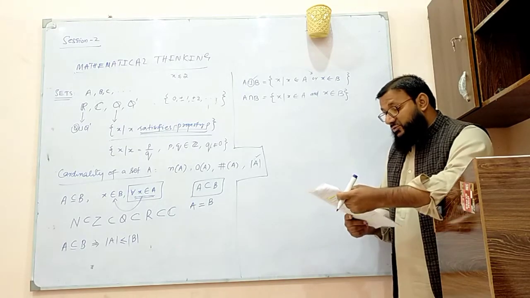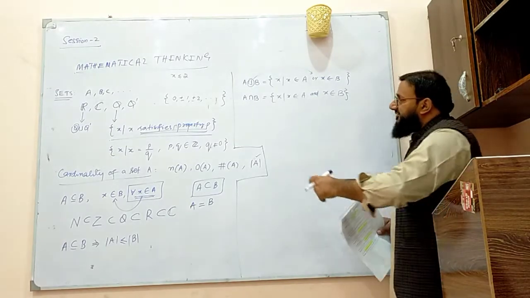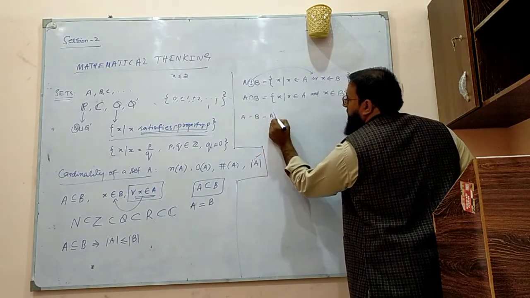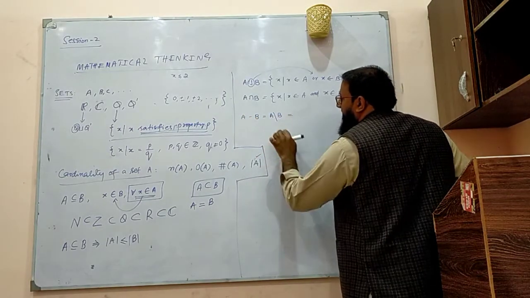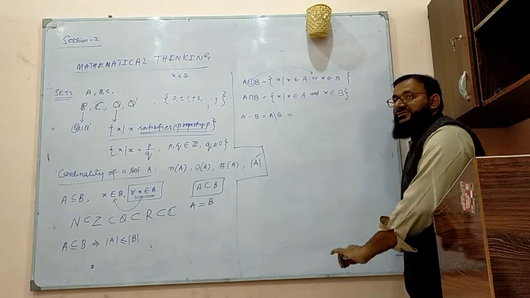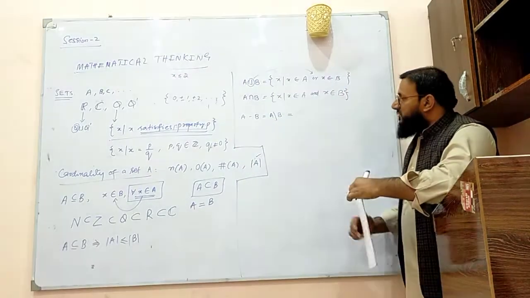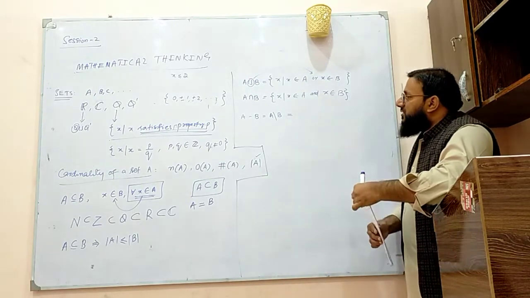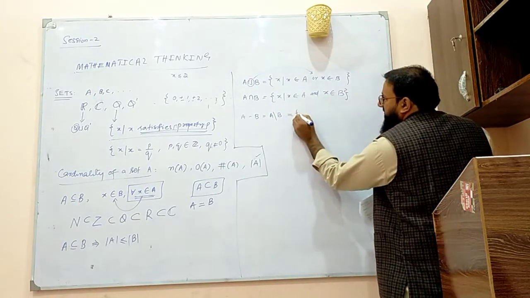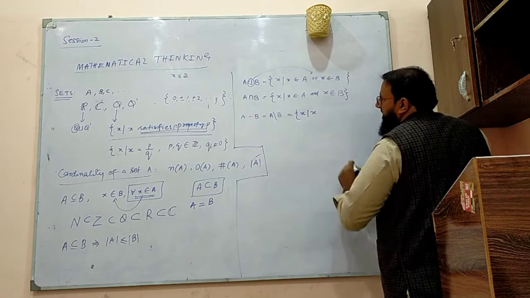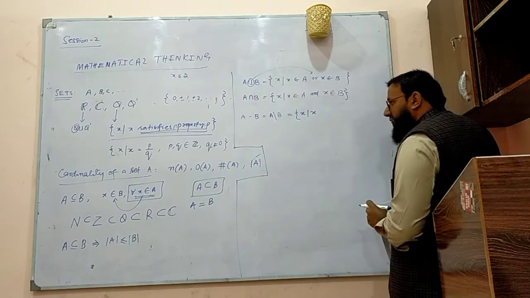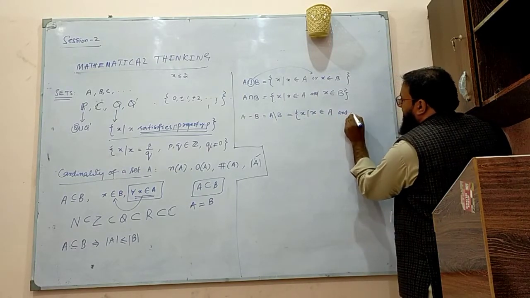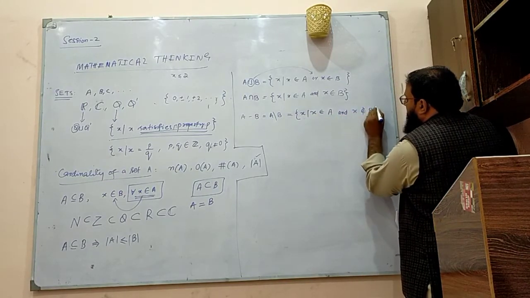Similarly, what operations do we have? We have difference as well, I think. We write it A difference B, or we can also write it A minus B. These two symbols are used for difference, mostly in some advanced books you will see this. So how to define this? x such that x belongs to A and x does not belong to set B.